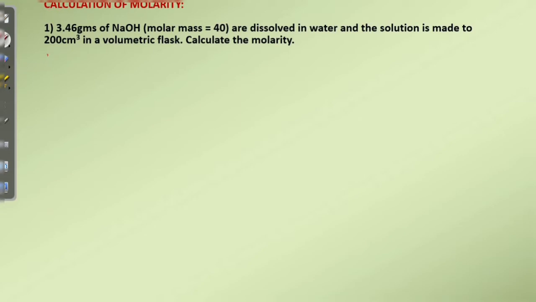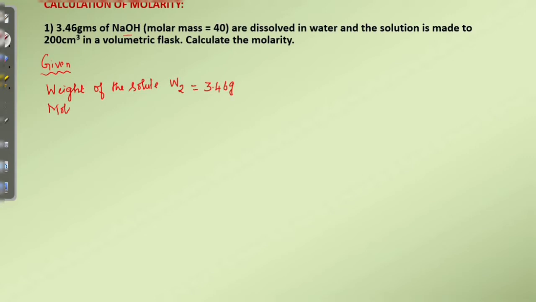Let us write the given data. 3.46 grams of sodium hydroxide. Sodium hydroxide is the name of the solute, so the weight of the solute is given. We represent it with the term W2. It is 3.46 grams.